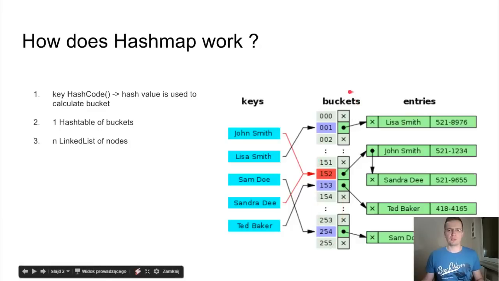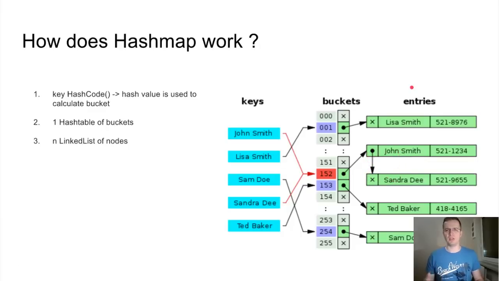So in terms of the structure of the HashMap, we have one hash table of buckets here, and each bucket is associated with a linked list of nodes. So bucket 152 is associated with a linked list containing two values, John Smith and Sandra D. Each entry contains the key, the value, the hash, and also the next node reference.